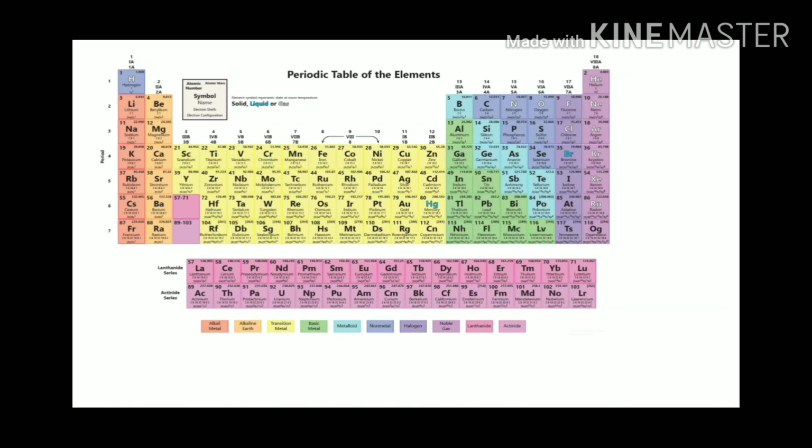This is a picture of the periodic table of the elements. There are 118 chemical elements known at present. Elements can be classified into metals, nonmetals, and metalloids.